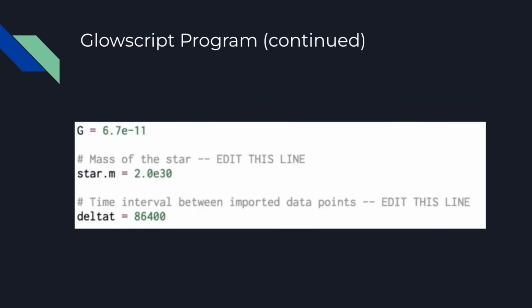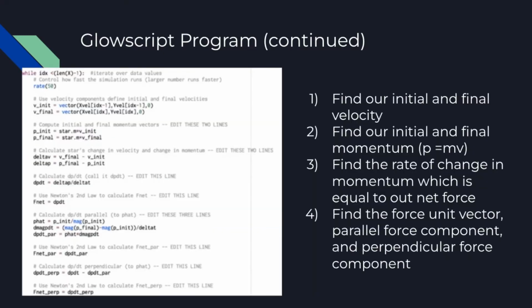Here are other given values that we define. Here again is delta t, in terms of seconds converted from days, and the mass is just in kilograms of the star.